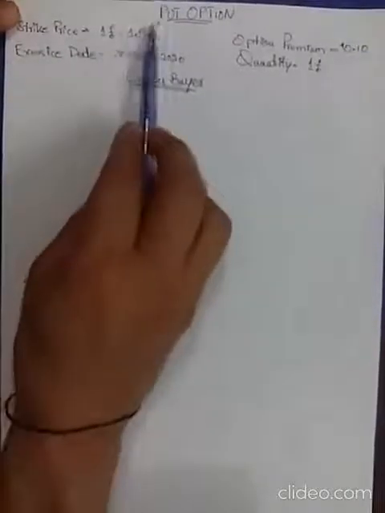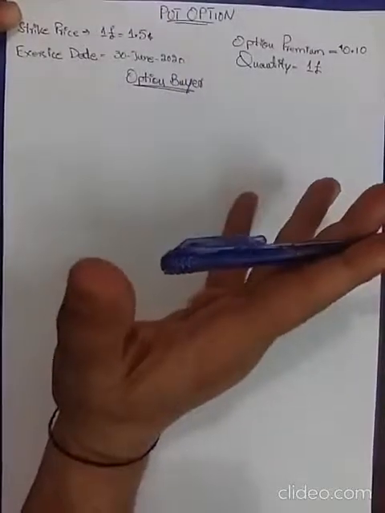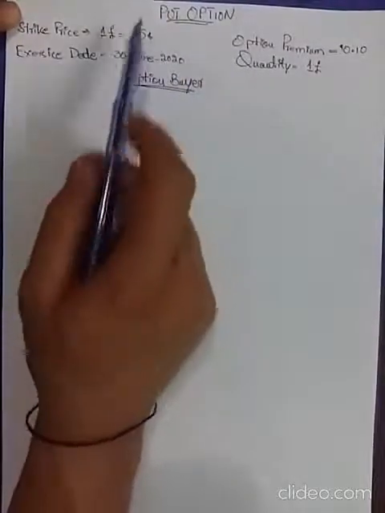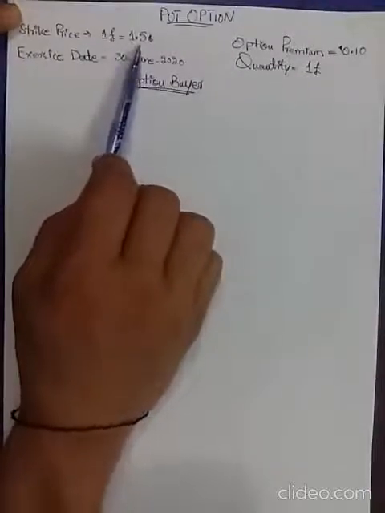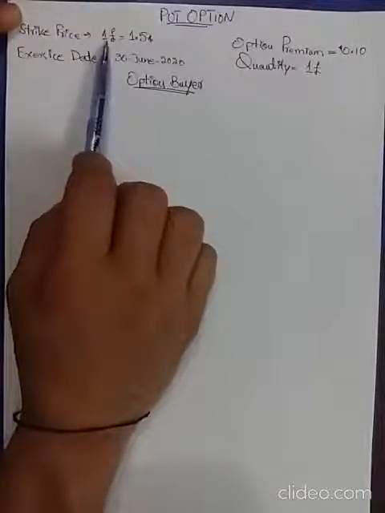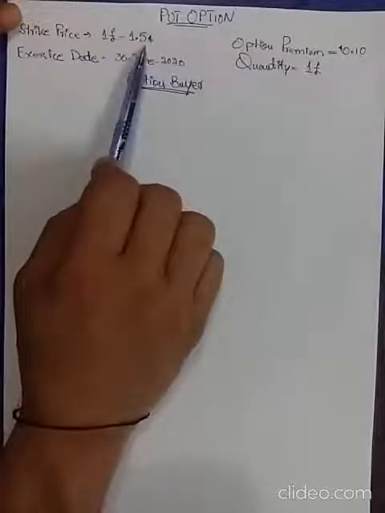The video is related to put options, so we will see how to develop a payoff profile for put options. Here in this numerical, our strike price is £1 = $1.5, which means that we want to sell pounds for dollars. So we will sell pounds and receive $1.5.